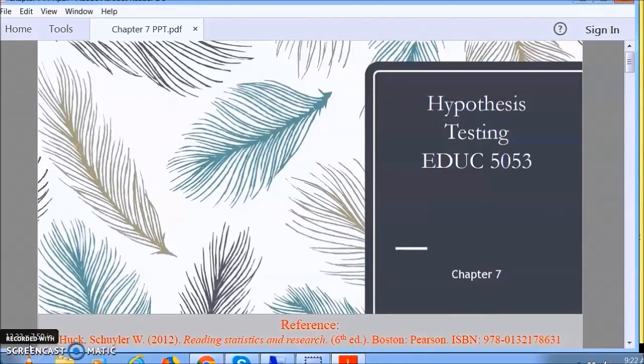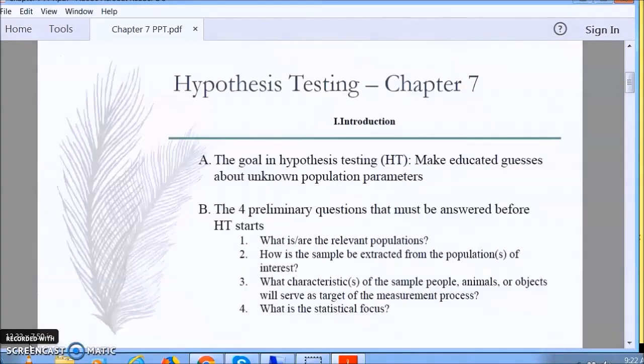Hi everyone, let us now start talking about our chapter 7, hypothesis testing. So the first thing is, what is hypothesis testing? It is about making educated guesses about the unknown population parameters.